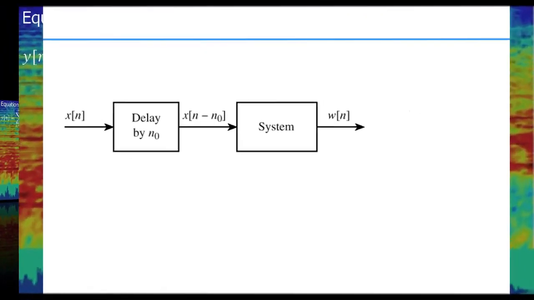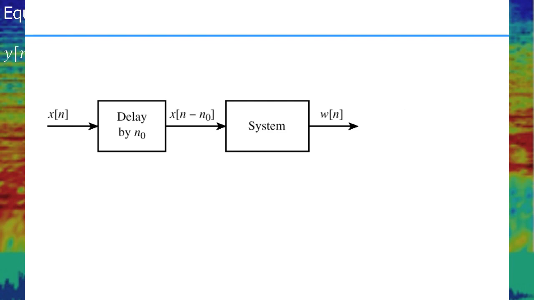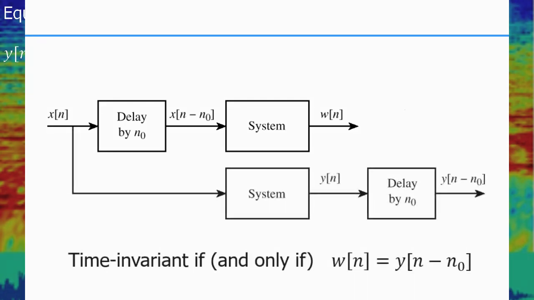The way to formally prove this is to analyze the effect on the output signal when delaying the input over n0 samples. If the effect of this delay is that the response is an n0 samples delayed version of the original output signal, the system is time invariant.